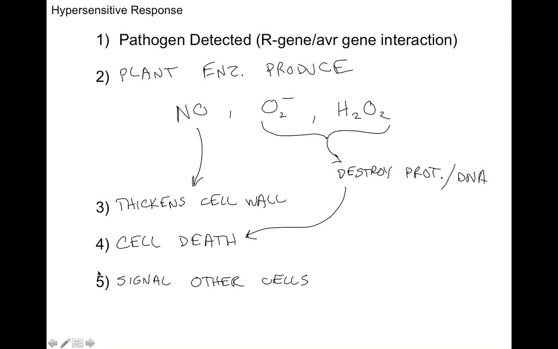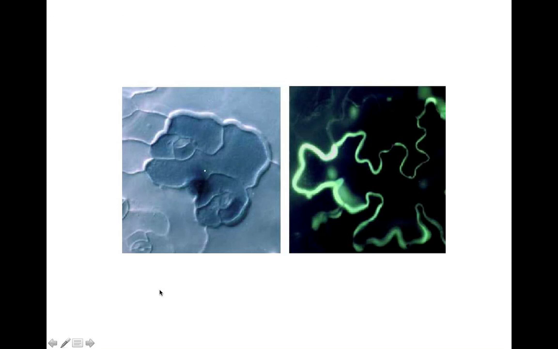And then another part that we didn't talk about much in lecture is that other cells in the plant are signaled about the pathogen. Here's a nice picture of a cell that's been infected, and you can see the thick cell wall that's developing around the edge of it there. And remember, that makes kind of a trap, an island here that the pathogen gets trapped in, and then that cell dies.